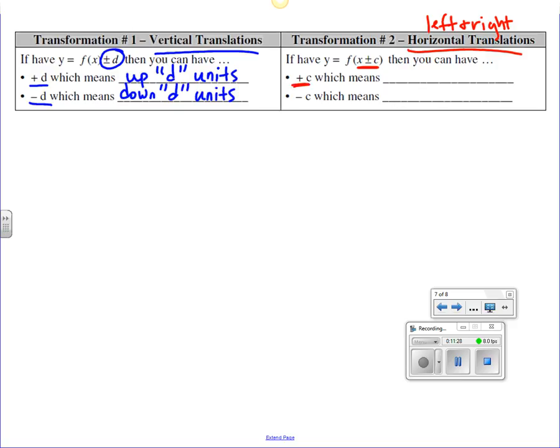So plus C, a lot of students think that should be right C, but it's actually left C units. So just remember that when it's inside, it's the opposite of what you would think, because it's inside jail. It was doing the opposite of what it was supposed to be doing. Minus C means you go right C units. All right, once again, pause if you need to.